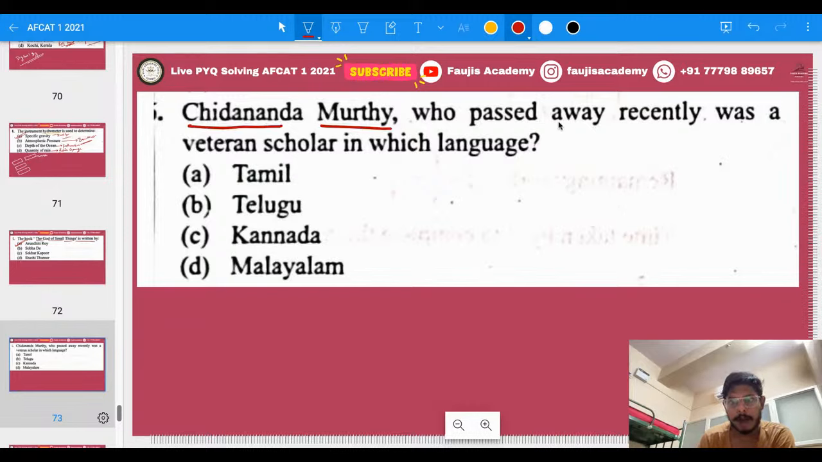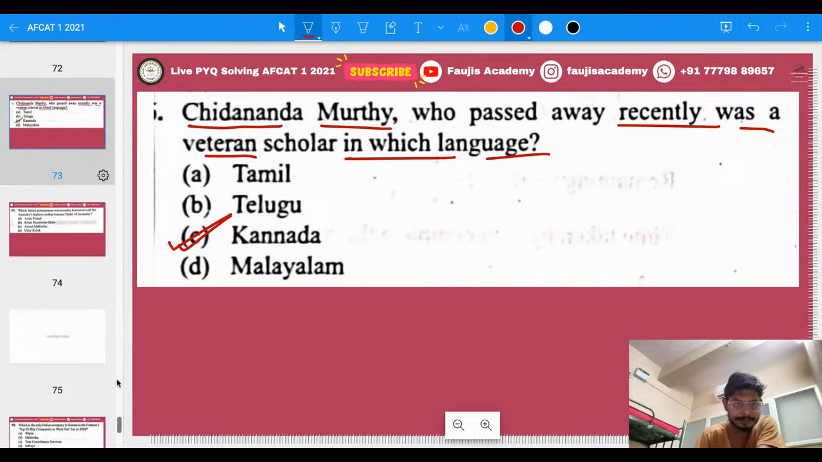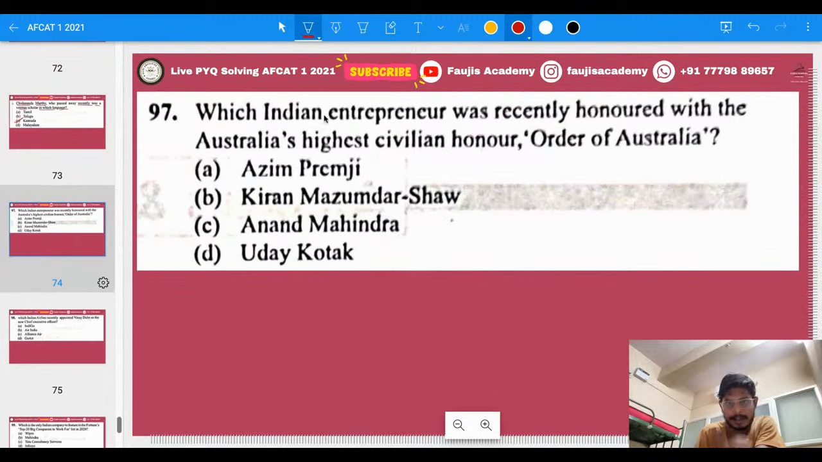Chidananda Murthy, who passed away recently, was a current affairs question for that particular stuff. He was a scholar, a Kannada scholar. Chidananda Murthy was a Kannada scholar, that you need to keep in mind. He is no more. Okay, the gentleman is no more. Right, 97.